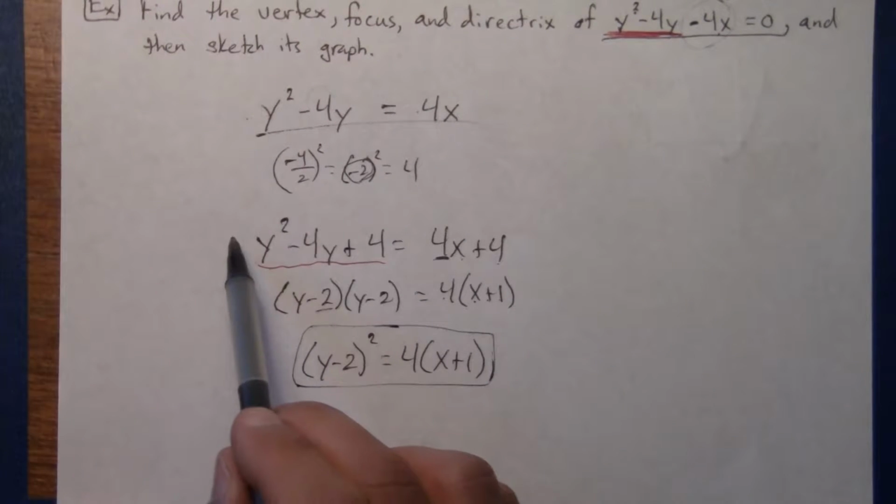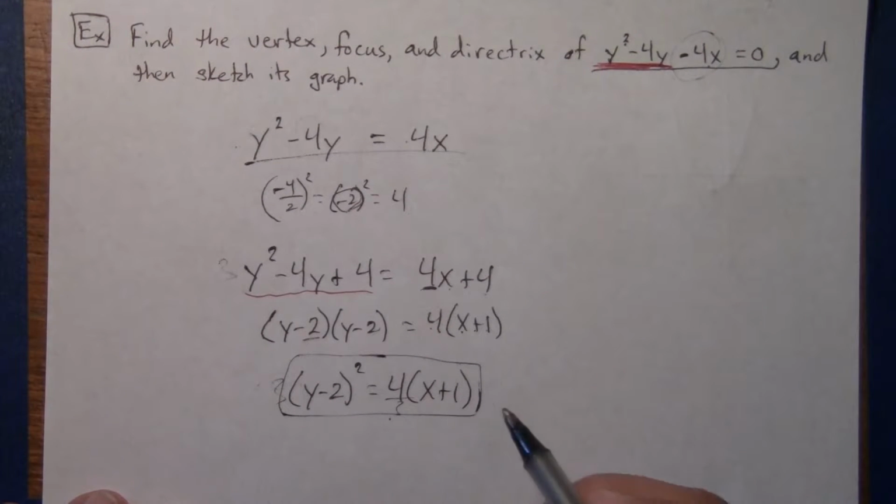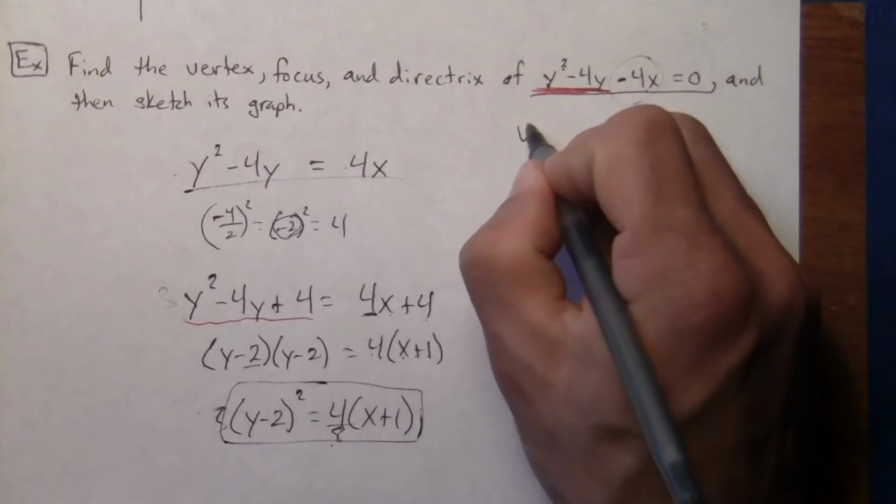If you did factor, say, a 3 out, so there was a 3 in front, it's not in standard form because the square term should not have a number other than 1 in front of it, so you'd have to divide by 3, and then you'd just put the 3 there. Alright, now that I've got it in standard form, it should be easy to find all my information.